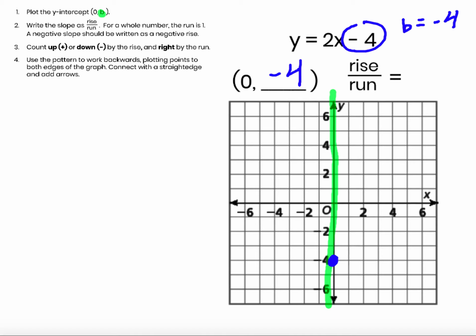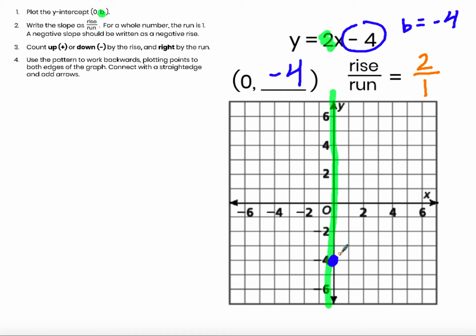Then I am going to write my slope, which is 2, as rise over run. So since that is a whole number, 2 gives me my rise, and my run is just 1. This is because my rate of change, or my slope, is how much y goes up or down when x goes up by 1. So my run is 1.